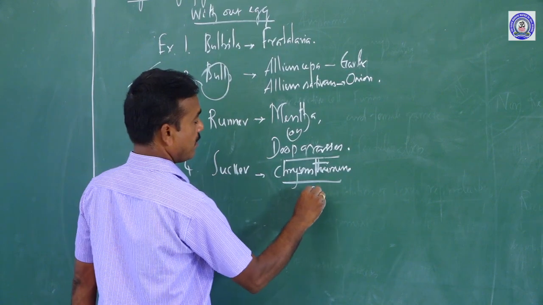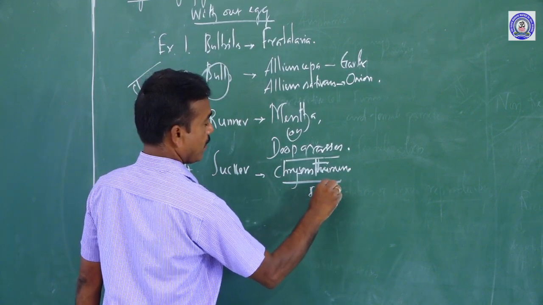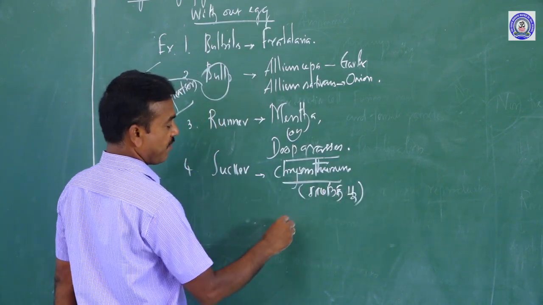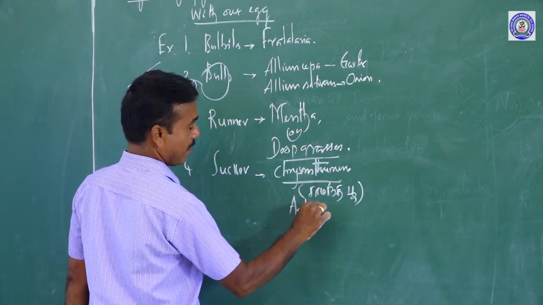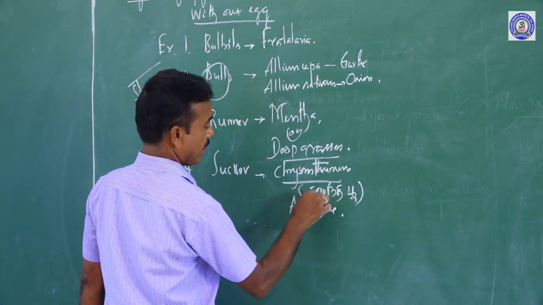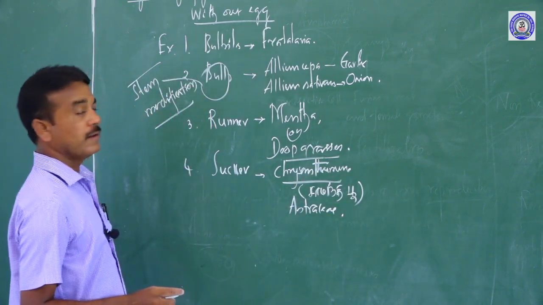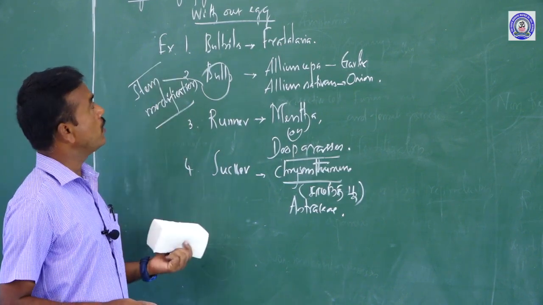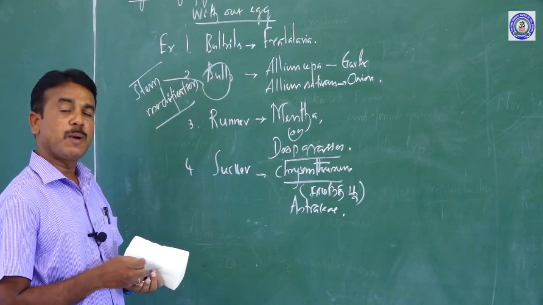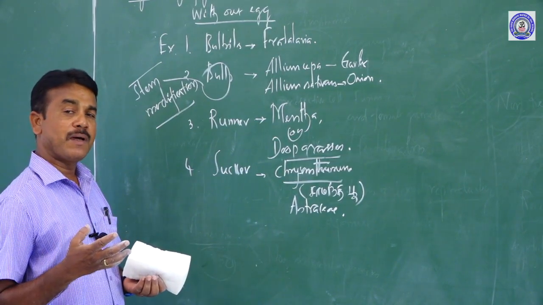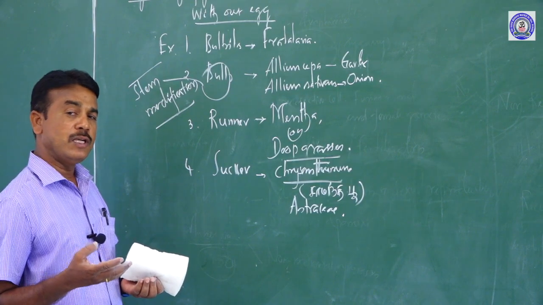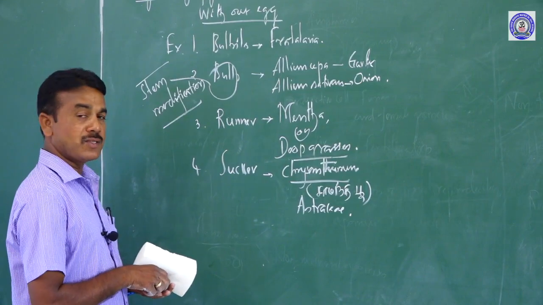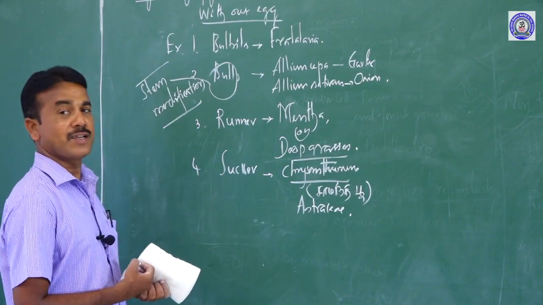This is commonly called as samantipu. This comes under the family Asteraceae. These are examples of vegetative propagation. What is vegetative propagation? Any part of the plant develops or propagates to grow new plants without eggs. Given examples: bulbils, bulb, runner and sucker.